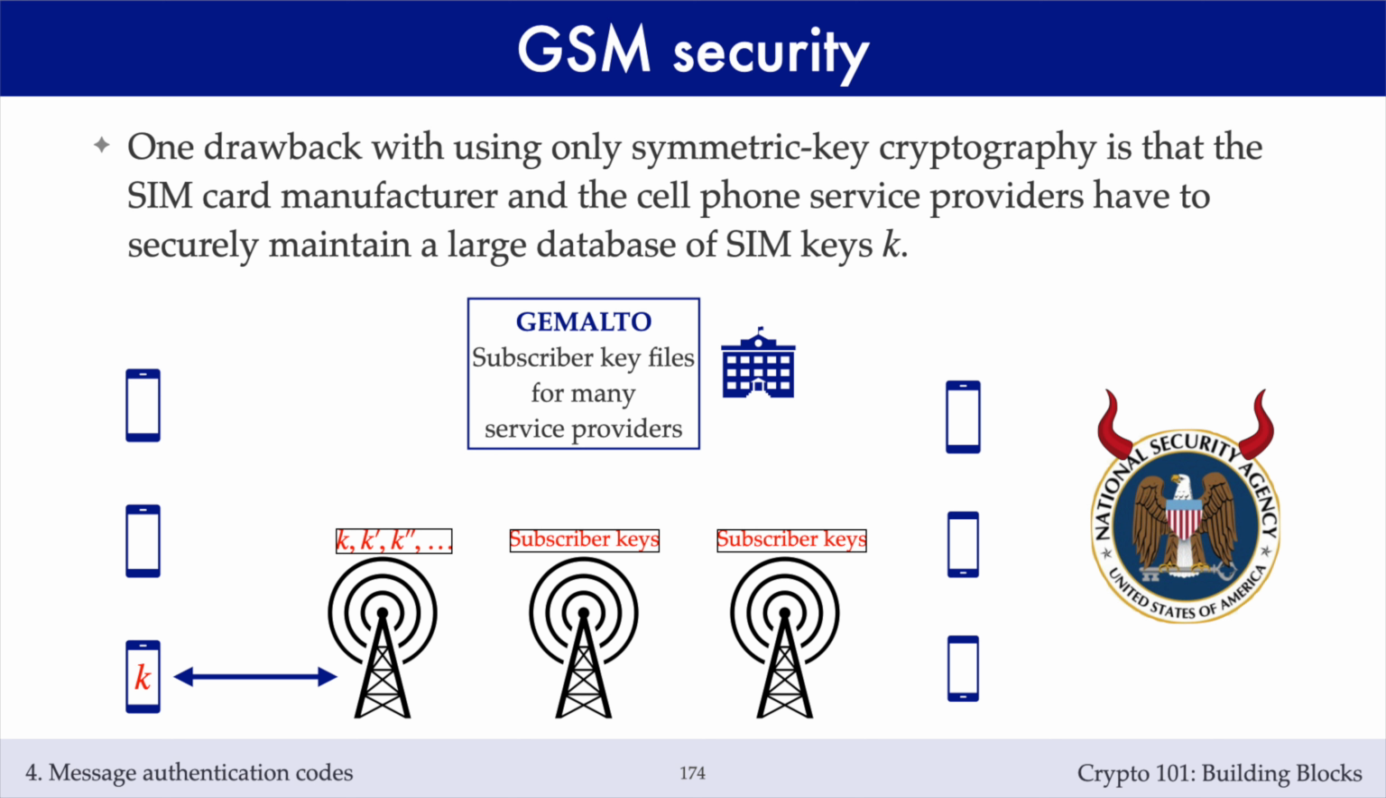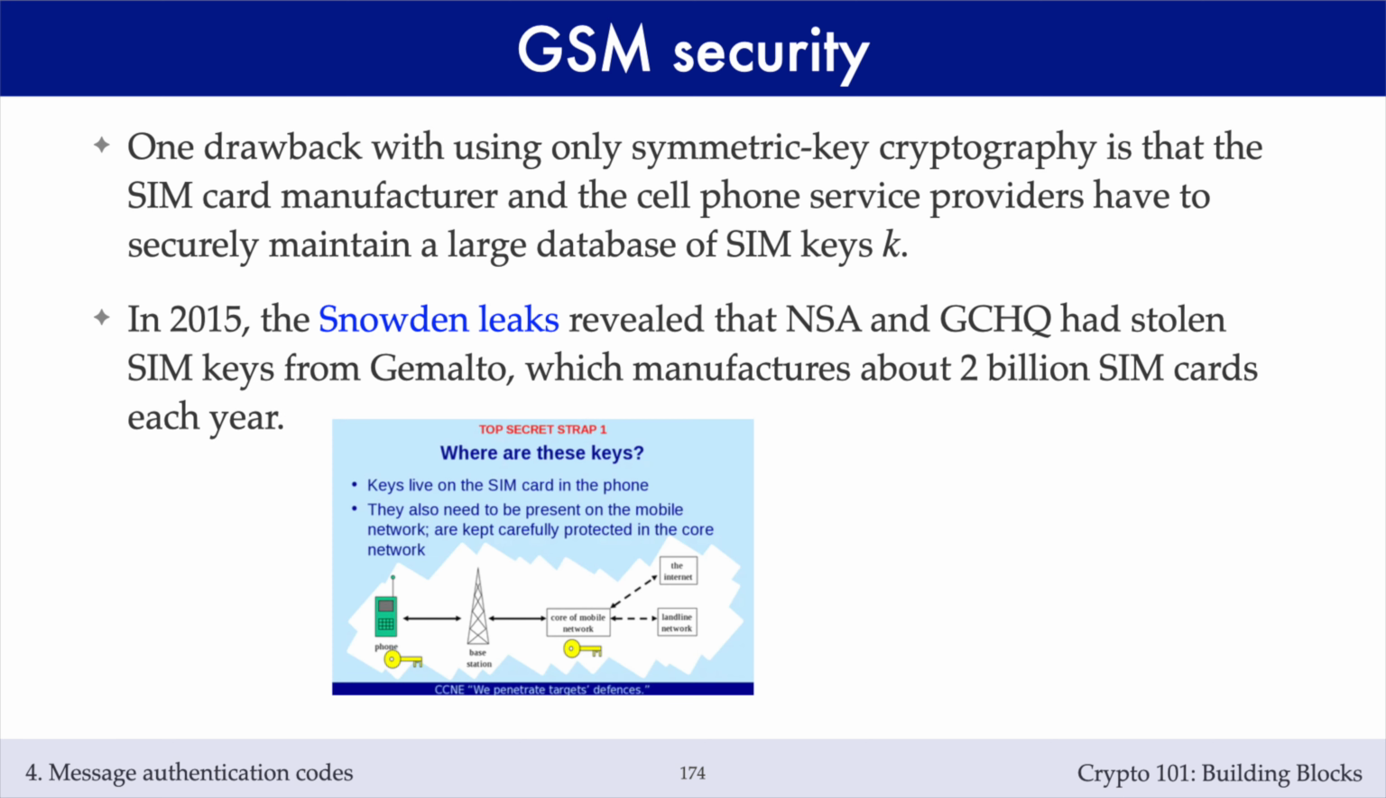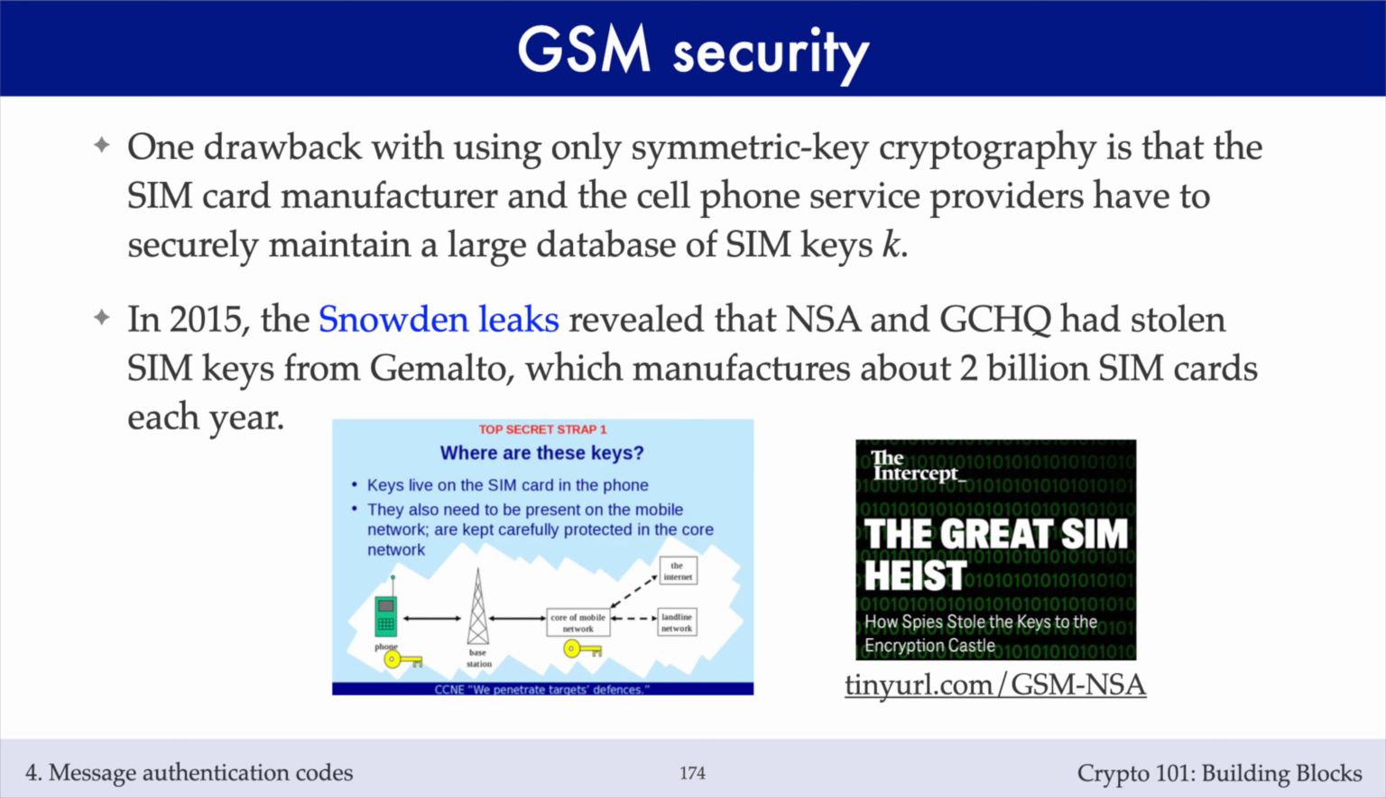As it turns out, NSA was doing exactly that. In 2015, the Snowden documents revealed that the NSA and the British GCHQ had stolen SIM keys from Gemalto. Gemalto manufactures about 2 billion SIM cards each year. Gemalto claims that the NSA had access to at most 100,000 SIM keys. But no one knows for sure how many SIM keys NSA was able to steal from Gemalto.